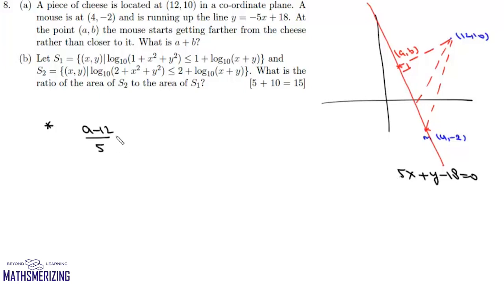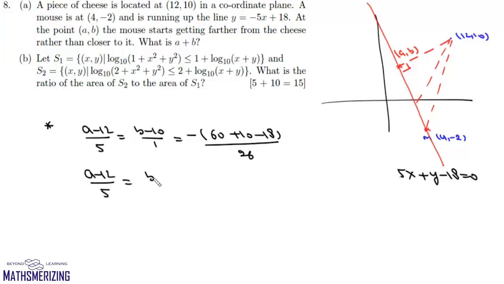(a minus 12) upon 5 will be equal to (b minus 10) upon 1, and will be equal to minus, we'll put the value of this point in this line. So 12 into 5 will be 60 plus 10 minus 18, upon a square plus b square. So it will be 25 plus 1, 26. We'll get (a minus 12) upon 5 equals b minus 10, and this value will be equal to 70 minus 18, which is 52. Now 52 upon 26 is 2. So we'll get a equals 12 minus 10, which is 2, and we'll get b equals 8. So this coordinate will be given by (2, 8).